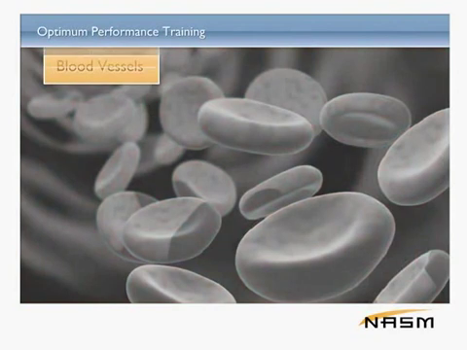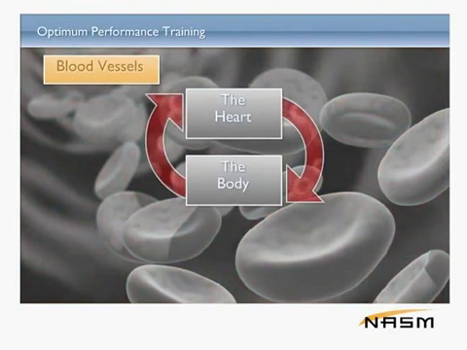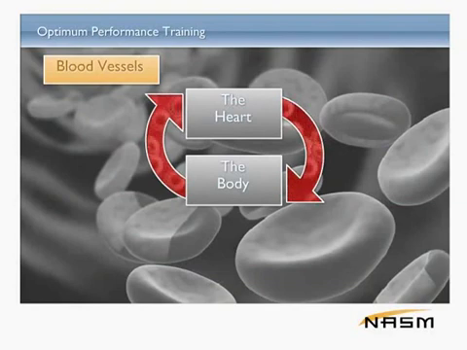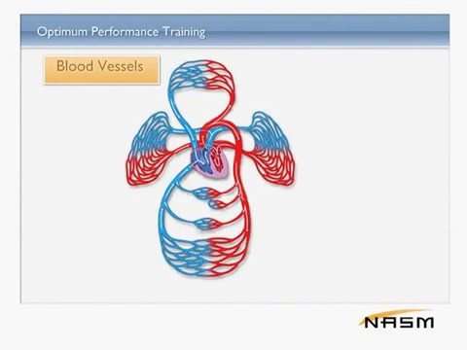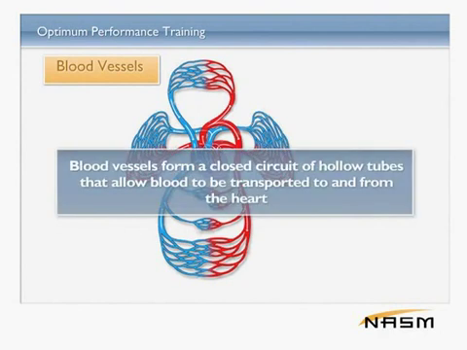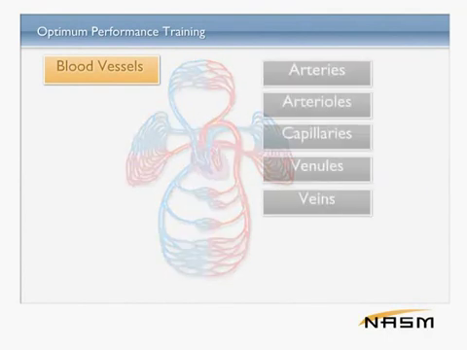With each pump of each ventricle, blood is dispersed throughout the body. Concurrently, blood is also re-entering the heart. In order to circulate blood properly throughout the body and back to the heart, it must have a network through which it can travel. This network is comprised of blood vessels. Blood vessels form a closed circuit of hollow tubes that allow blood to be transported to and from the heart. Vessels that transport blood away from the heart are termed arteries.